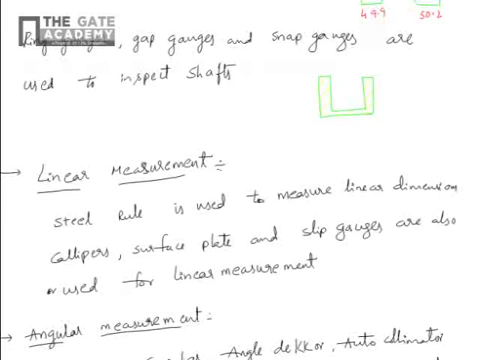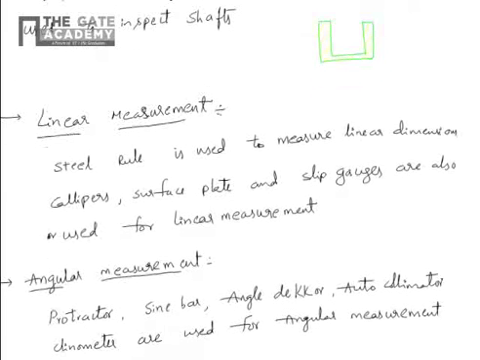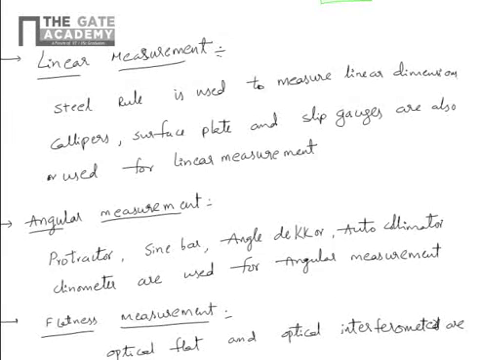Linear measurement, next one. For linear measurement, the steel rule, generally called a scale, which in technical terms we call a steel rule, is used to measure the length, width or height of the component. Calipers, vernier calipers and screw gauge are also used for linear measurement. Surface plate and slip gauges are also used for linear measurement.